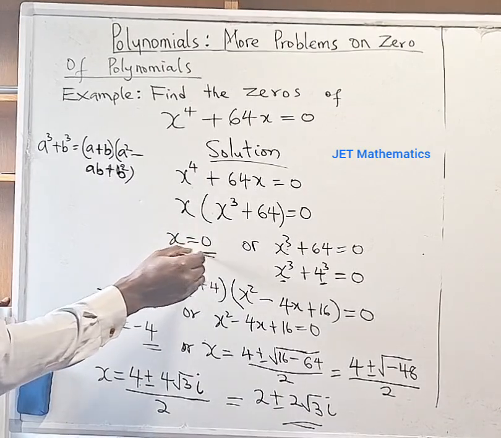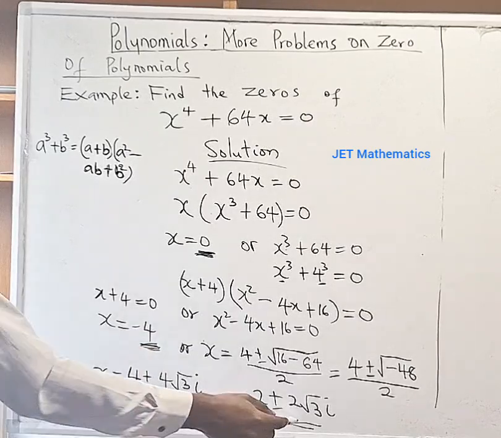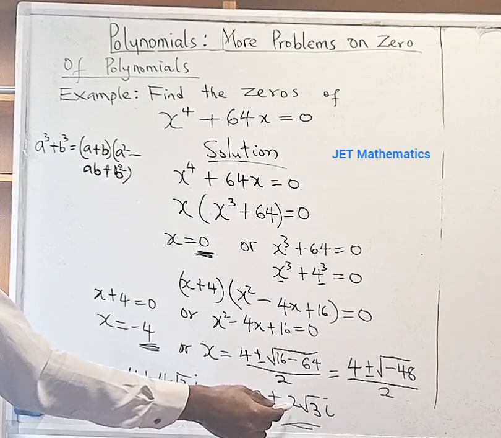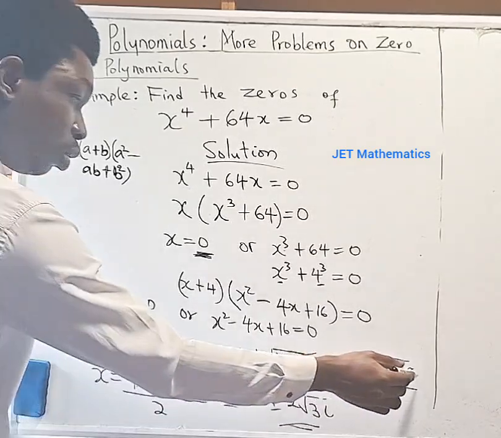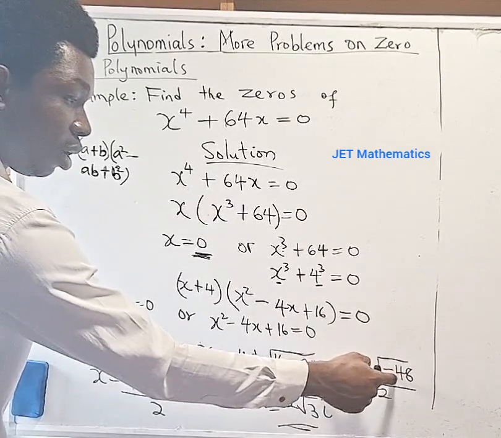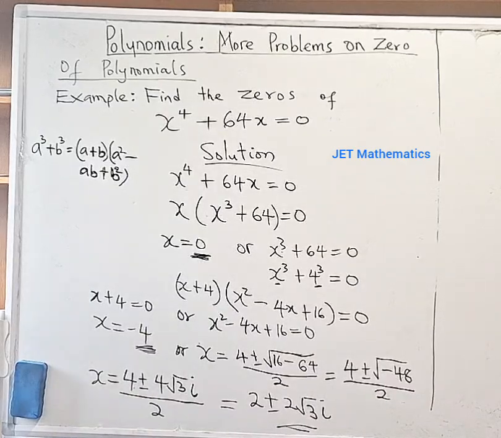This is the first root, equals 0. This is the second root, equals minus 4. This is the third and fourth root, 2 plus or minus 2 root 3i. Please don't forget to always include your i when you are taking a negative square root of a number.